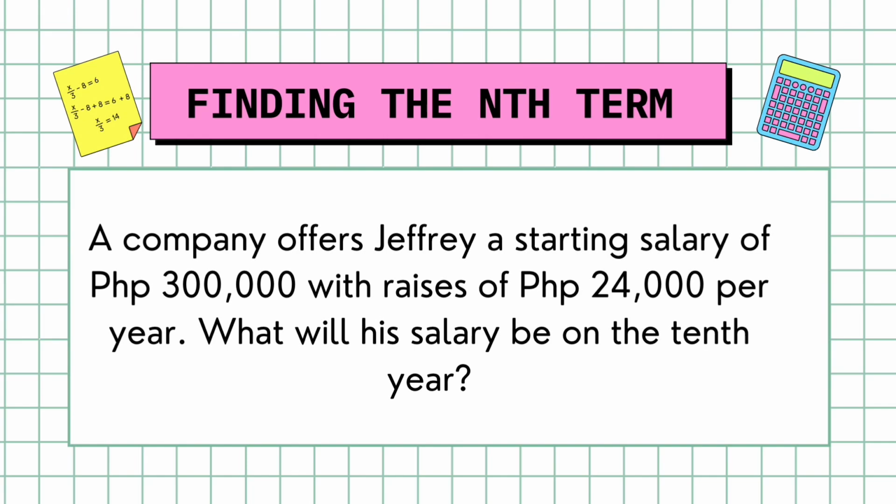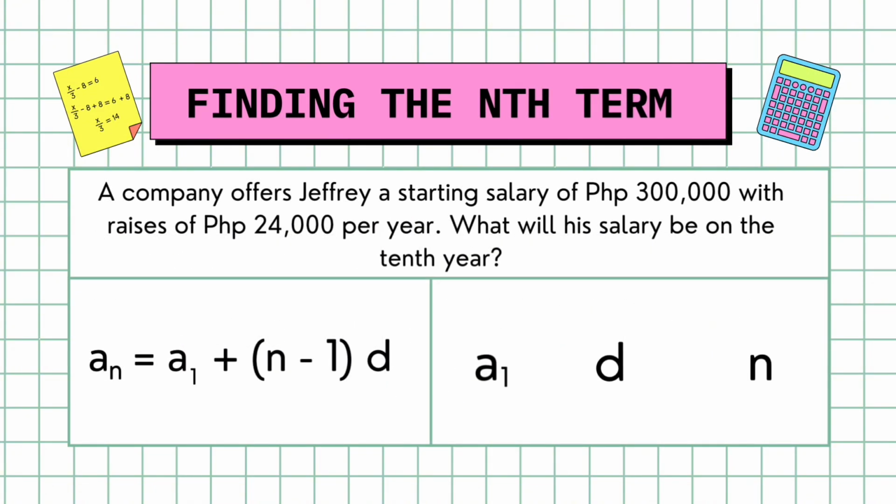A company offers Jeffrey a starting salary of 300,000 pesos with raises of 24,000 pesos per year. What will his salary be on the 10th year? Now, using the word problem, let us first identify our given. What is our a sub 1? Our a sub 1 is the first term in the sequence. So here, our a sub 1 is the 300,000.